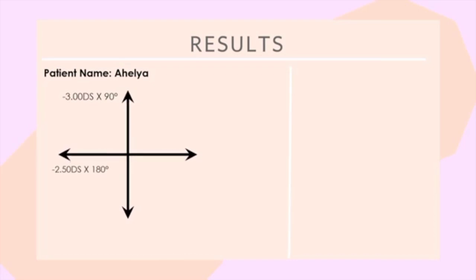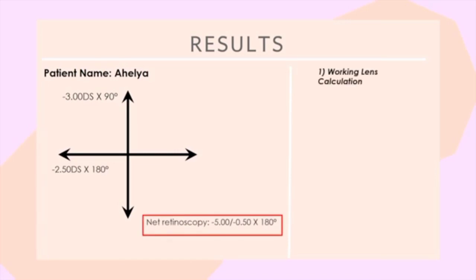In order to calculate our net ret, we must start by calculating our working length. You can do this by dividing 1 by your working distance. The distance between my and Ahalia's eye was 0.6 of a meter, which is equivalent to 2/3. This is my working distance. Not all working distances will be the same, so it is important to measure this accurately. So 1 divided by 2/3 is equal to 3/2, or 1.5.